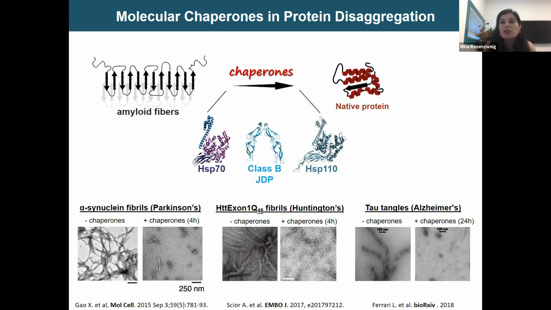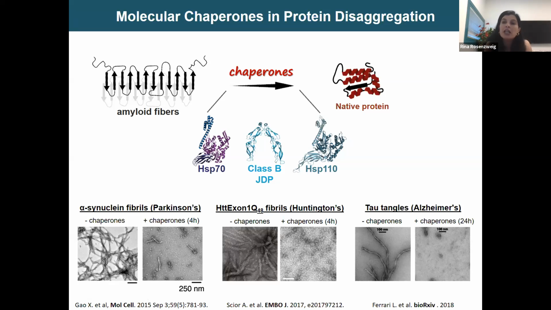Now, over the years, it was shown that they are functional over a wide range of various disease-associated amyloids, like, for example, alpha-synuclein fibers, Parkinson's, polyQ fibers, and tau tangles found in Alzheimer's disease. And you can see here negative stain EM images of the fibers. And once just those three chaperones are added together with ATP for energy, this is all done in vitro, within hours, those fibers are completely dissolved and the proteins are back to being monomeric again. So this is a really efficient disaggregation machinery.